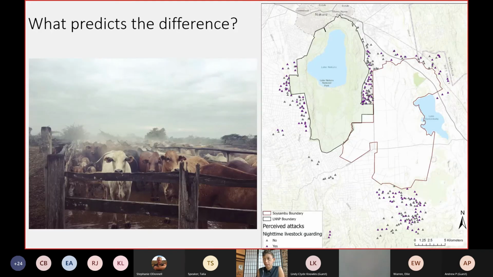But diving more deeply into this perceived conflict dataset, what about people who are guarding their livestock actively at night but are still reporting perceived conflict? Are there any notable regions where nighttime guarding of livestock might not be working? And we actually don't see any notable clusters in perceived attacks reported by people who are guarding their livestock at night.